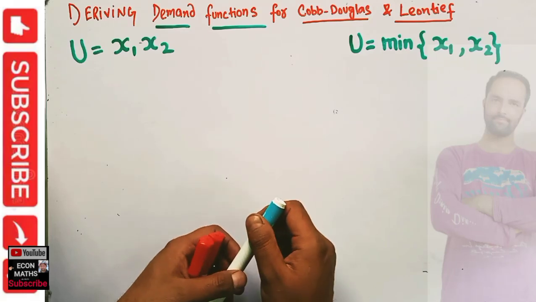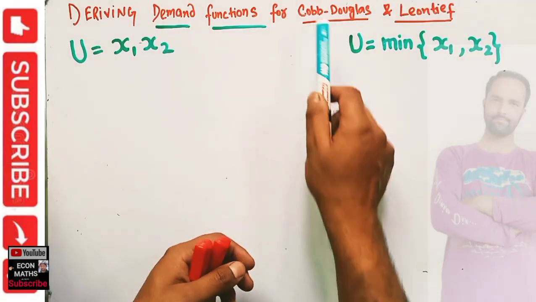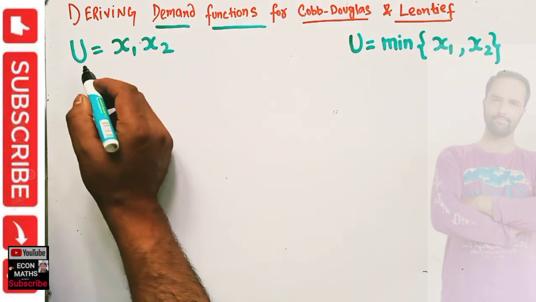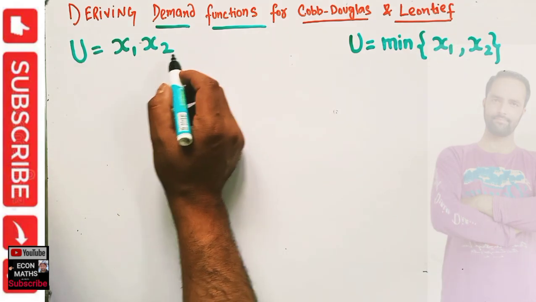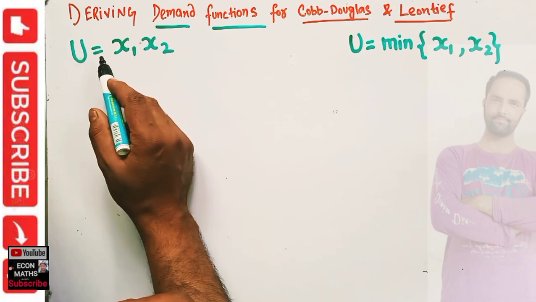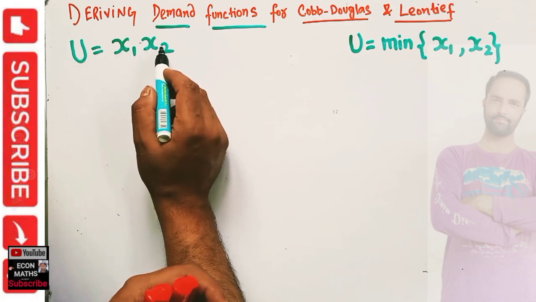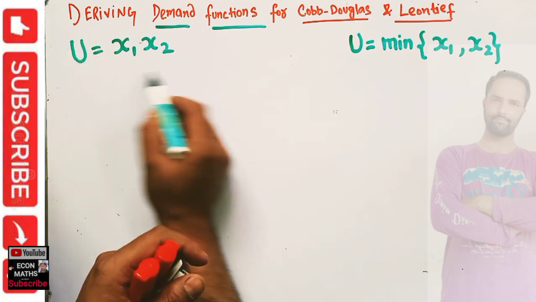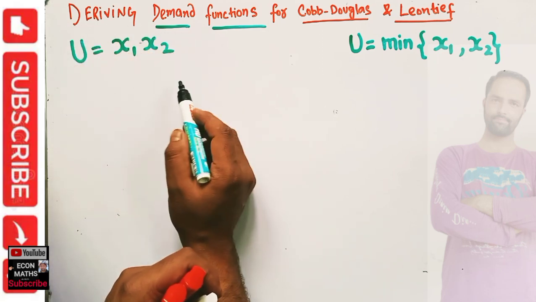In this video, we will learn how to derive demand functions for Cobb Douglas and Leontief utility functions. Okay, so let us say we are being given this Cobb Douglas utility function where utility is equal to x1 into x2. X1 and x2 are the two goods. Okay, so this is our Cobb Douglas utility function.